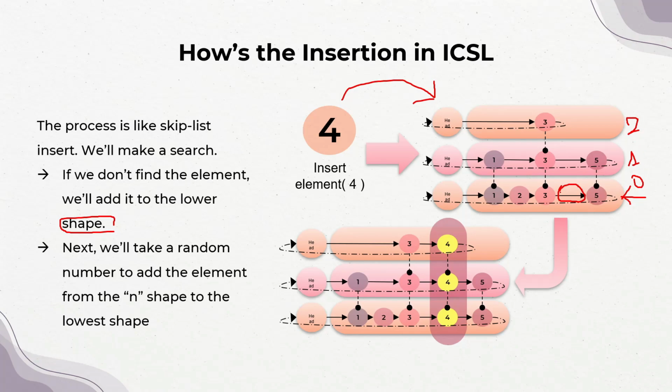So we repeat the number 4 in the 0, 1, and 2 layers. Why? Because we take the number and put it in the layer given by the random number, in this case 2, and all the layers under that number. So, in this case, the 4 is in layers 0, 1, and 2. That is how the insertion method works.